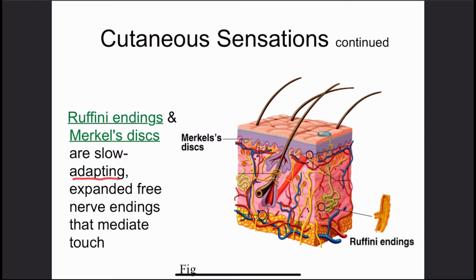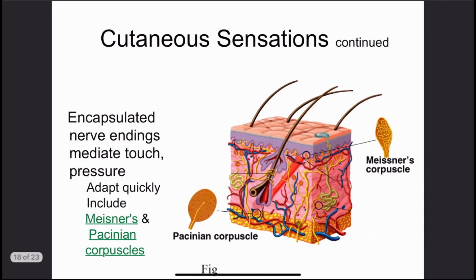These would be different from those phasic receptors that we spoke about earlier. Those phasic receptors would be these ones. These are called Meissner's and Pacinian corpuscles. I circled them right here. They adapt quickly, so they are phasic, they are encapsulated, and they also mediate touch and pressure. But these are going to adapt to continuous stimuli, so like your butt on your seat.